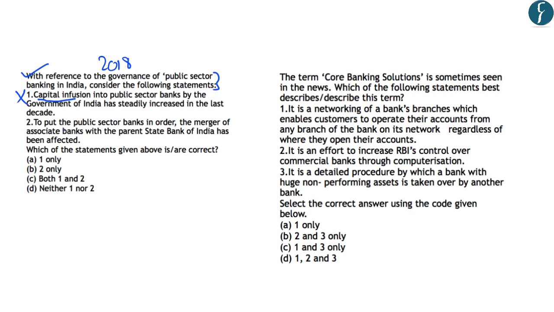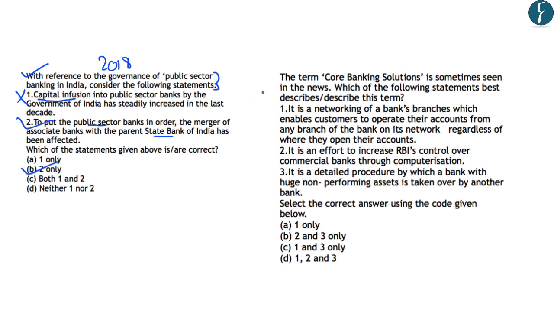Now, the second statement is that to put the public sector banks in order, the merger of Associate Banks with the parent State Bank of India has been effected. So, as we have learned, one of the main objectives of the mergers of the banks is to put the public sector banks in order, and that is why this statement was correct. Hence, the correct answer was B, that is, 2 only.